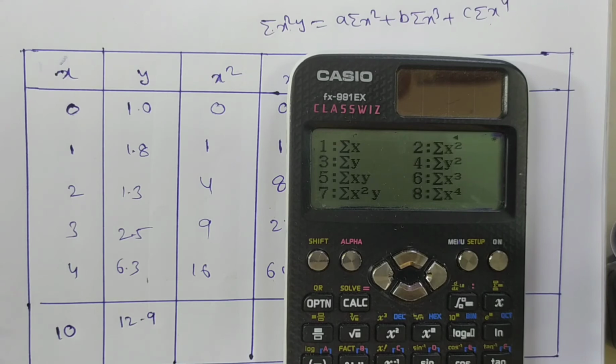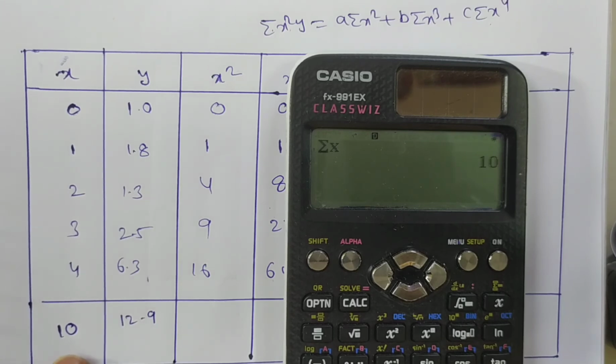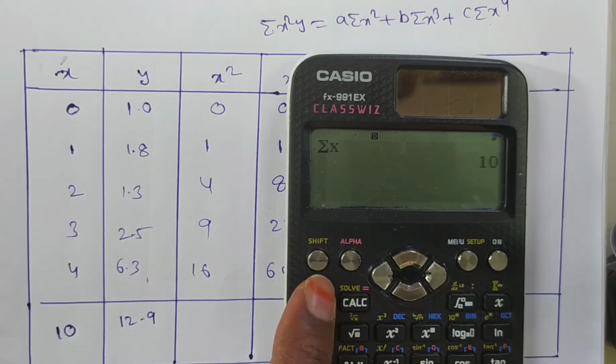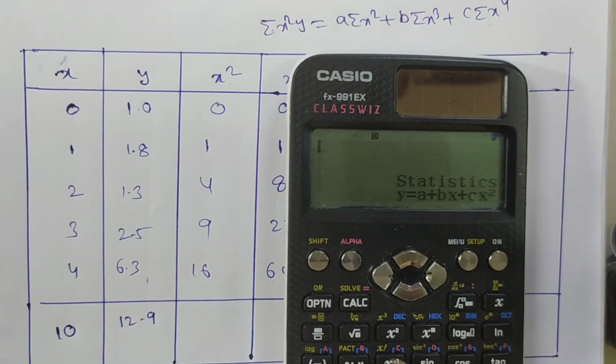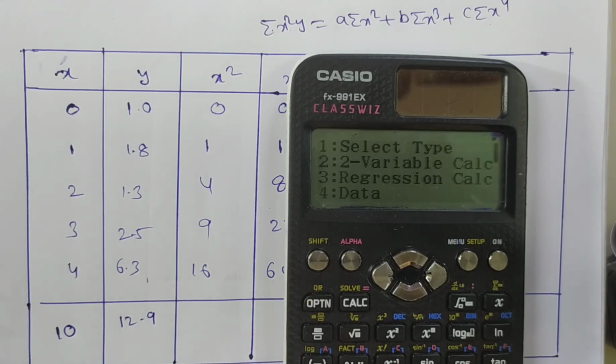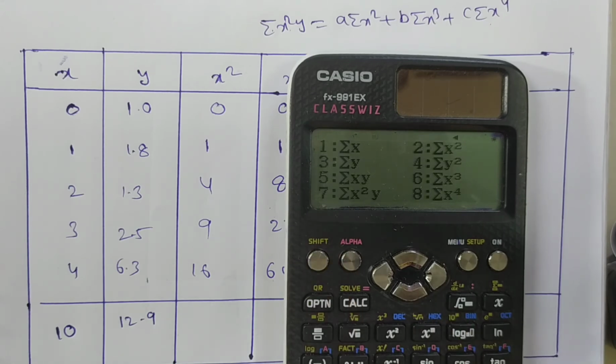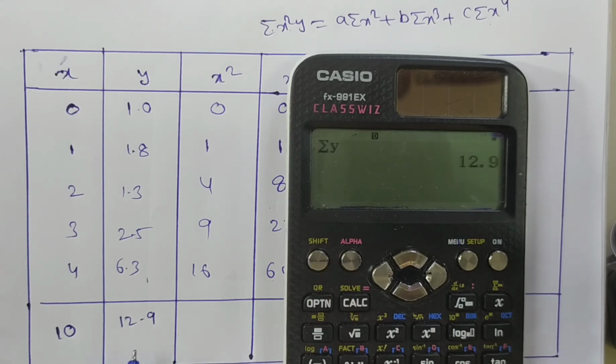So you require summation x. So press 1. You observe, press 1. What are you getting? 10. Have I written 10 correctly or not? Yes. Next go for the AC button again. Press AC. Options. In that press the down joystick. Press 1. Next you want summation y. Summation y is press 3. Summation y is equal to 12.9. Correct or not?